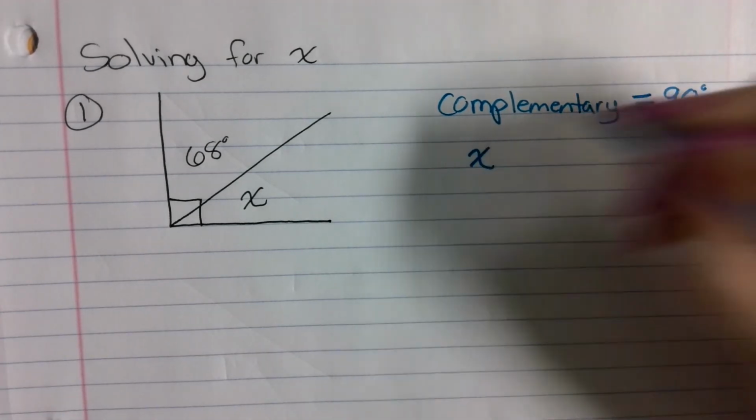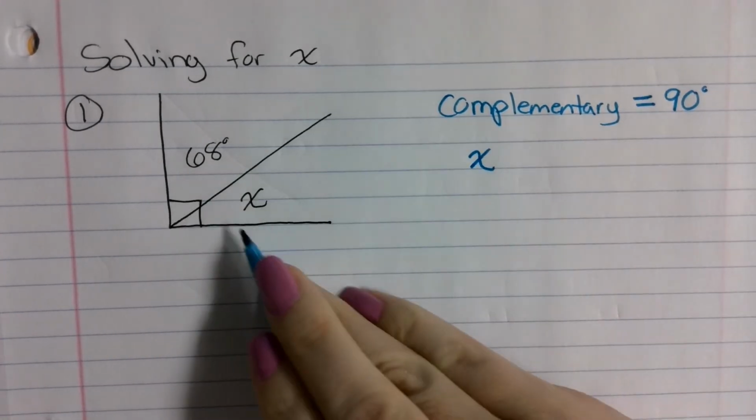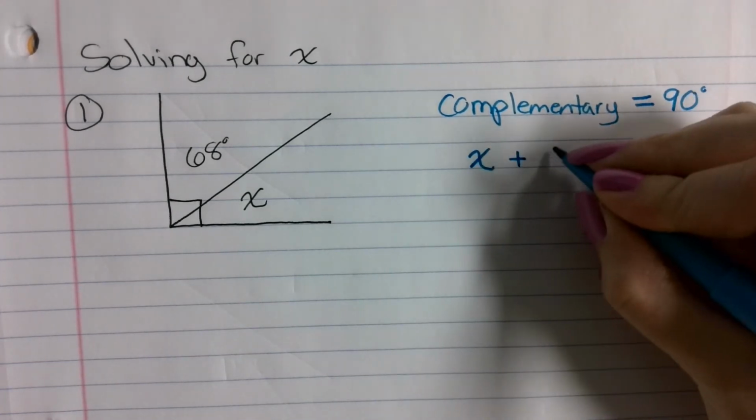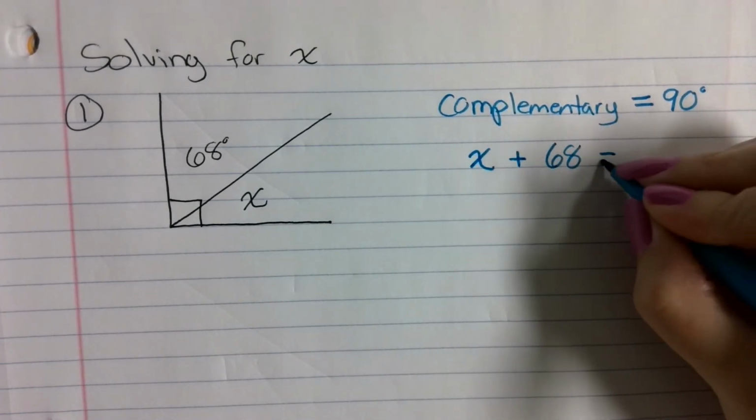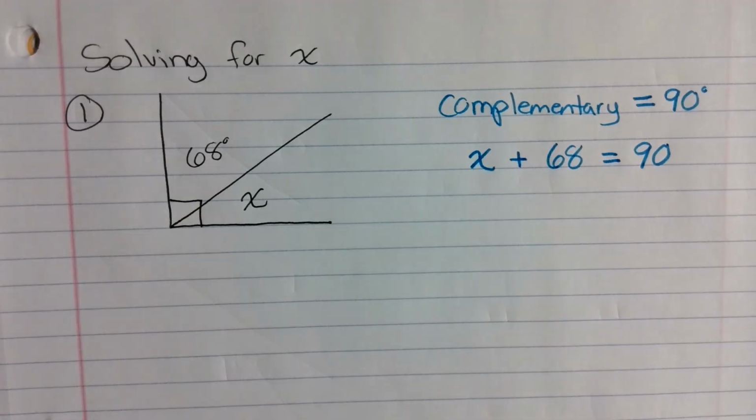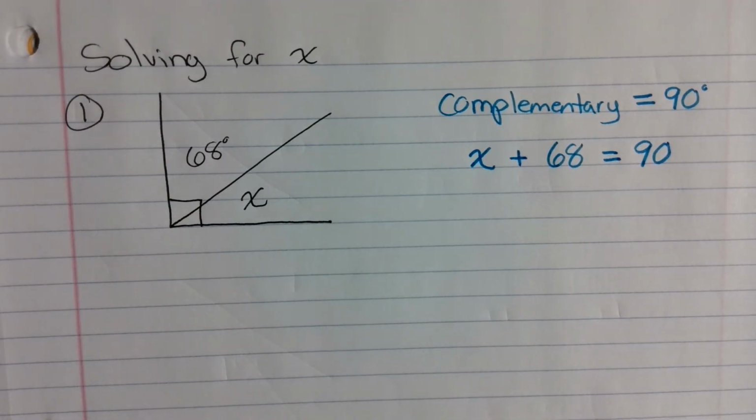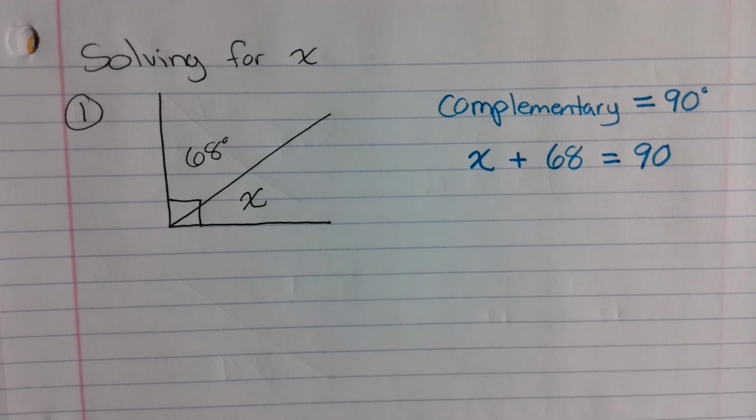So my relationship, or my equation, is going to be x plus 68 equals 90. That's different than the vertical angles. Vertical angles, you set them equal to each other. Complementary or supplementary, you're creating an addition equation and setting it equal to either 90 or 180. What would we do to solve here? Salomon?